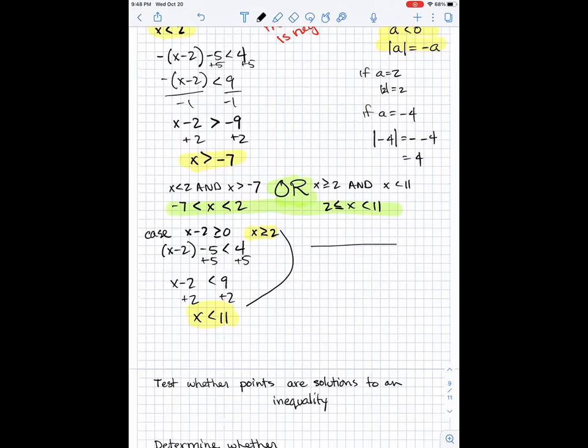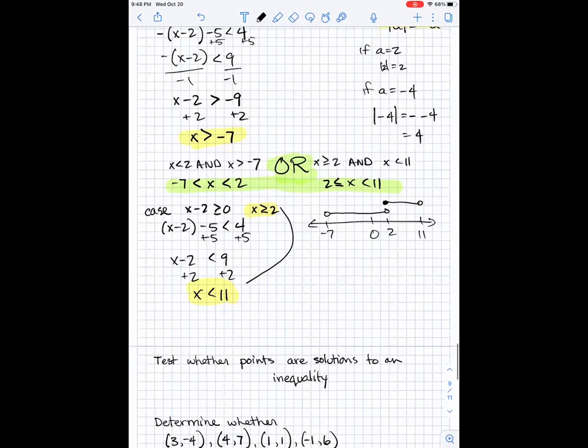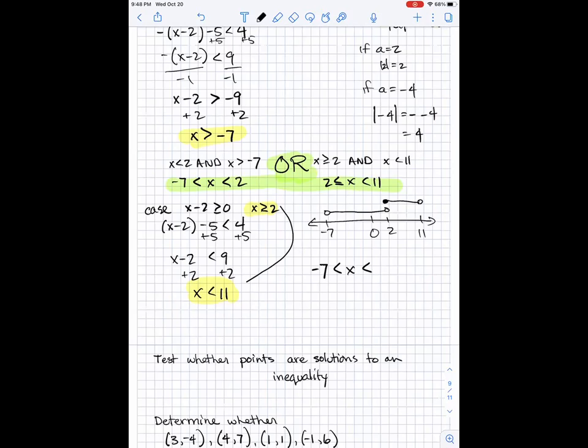Now, if you look at this, you can see that you can put them together. You can see it on a number line. -7. Let's put 0 here. Let's put 11 here. And then we've got another critical value at 2. So my first inequality goes from my -7 to +2. My second inequality goes from +2, but with a solid dot, to the 11. So we can actually combine these into -7 is less than x is less than 11. And that's my solution.